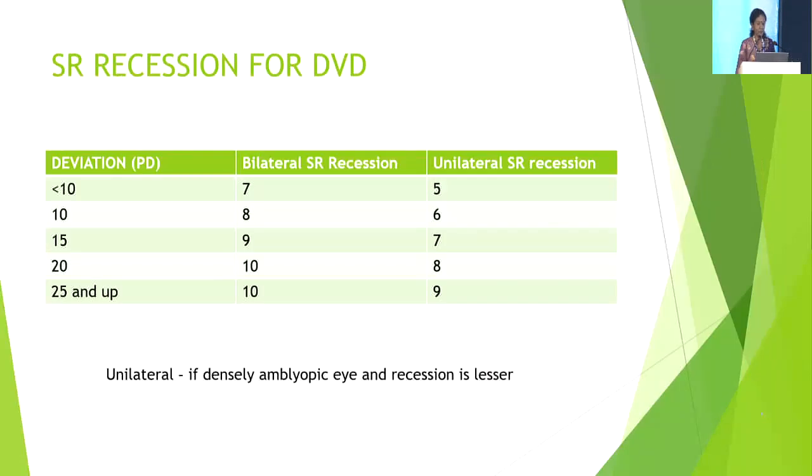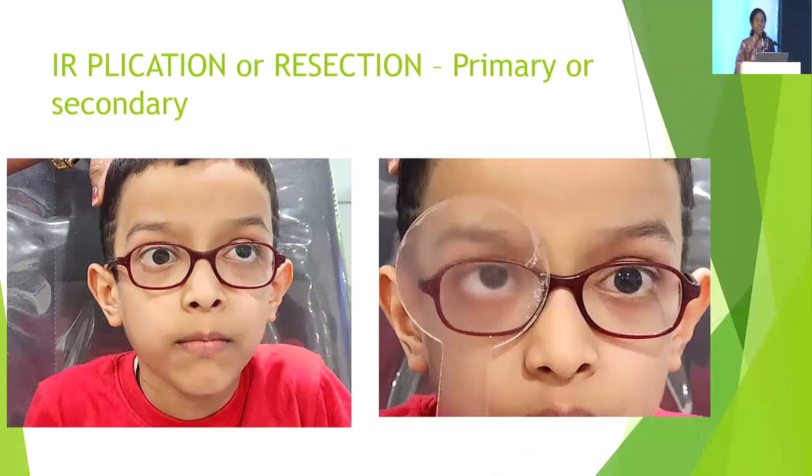So this is the table which I broadly follow. You see the dosage for each and every measurement of deviation, unilateral versus bilateral. The surgical dosage is about 1 to 2 millimeters less. So this is how you titrate. Essentially, you will do a bilateral surgery, unilateral only when it is a densely amblyopic eye or an eye with poor vision. The other surgery which you can do equally efficiently is your inferior rectus plication.